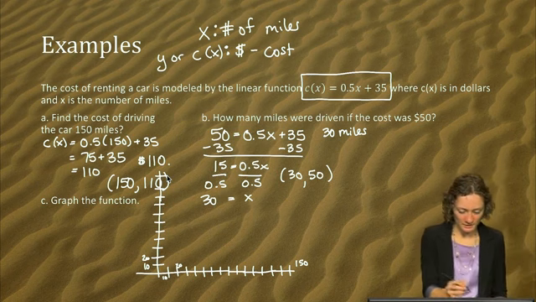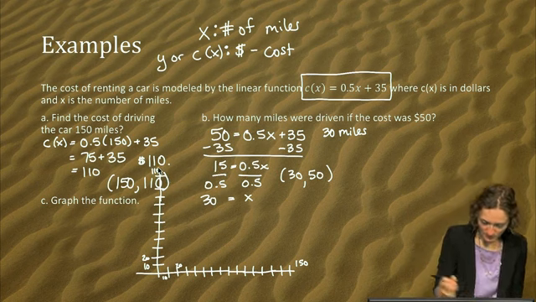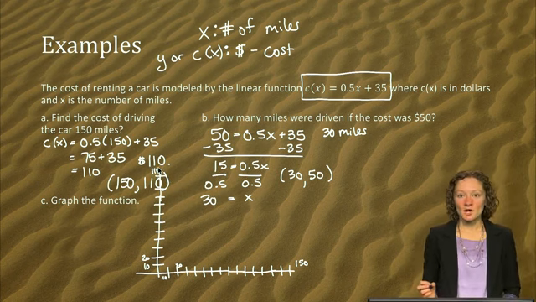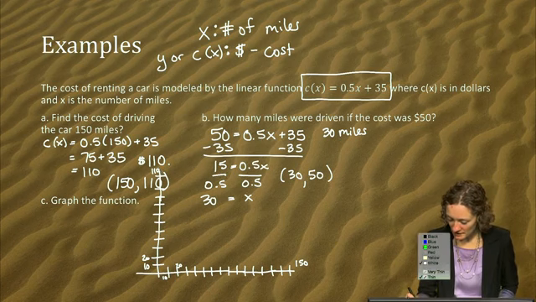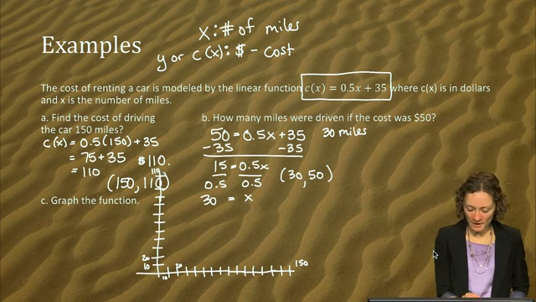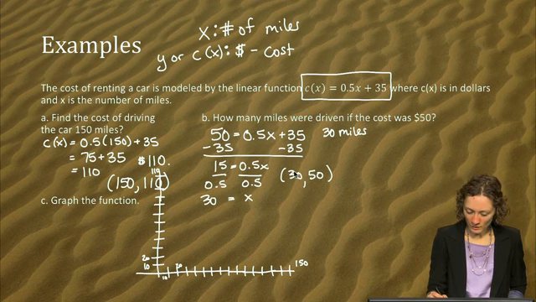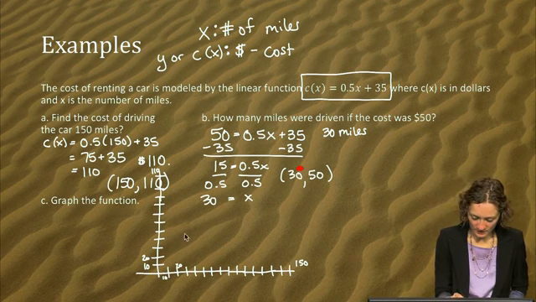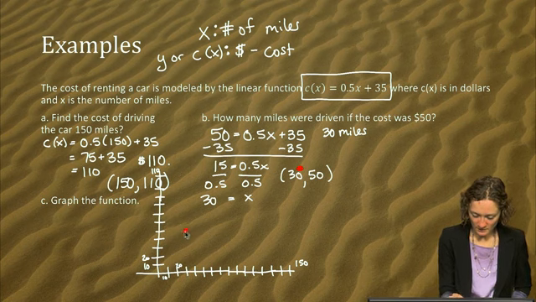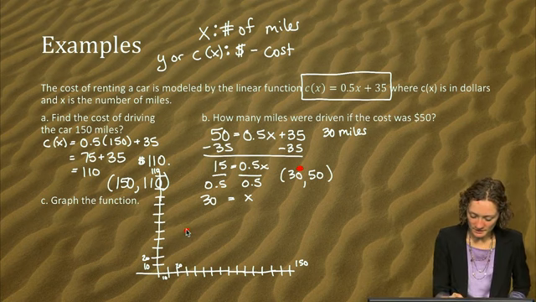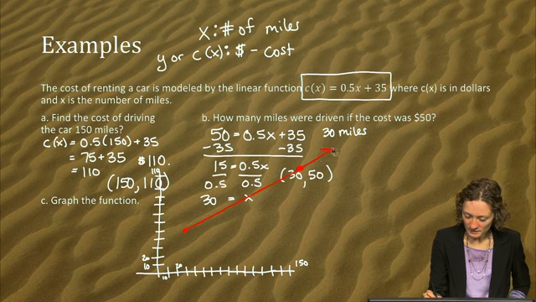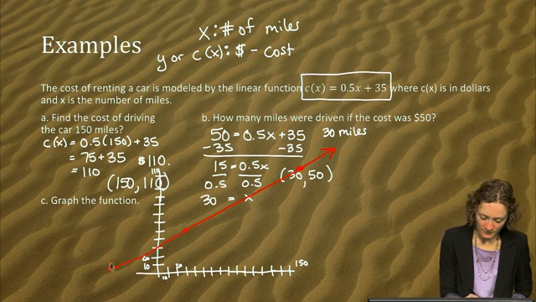Cutting it a little bit, that's all right. Here's 110. Okay, then let's plot these two ordered pairs. So our two ordered pairs are 150, 110, and 30, 50. Two points, connect, and that is enough information.